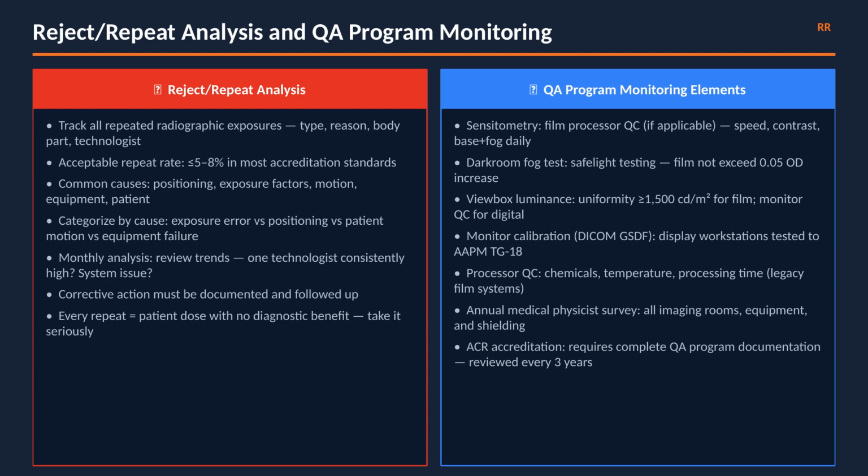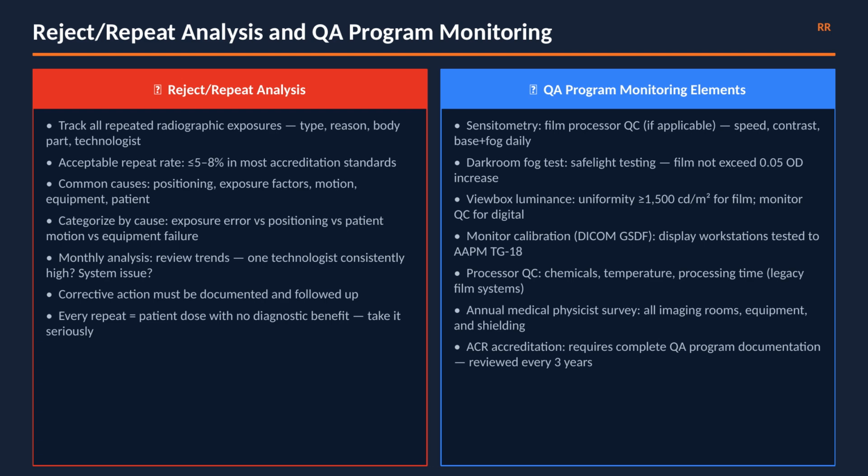Exposure error, too light or too dark. Positioning error, anatomy cut off or incorrect projection. Patient motion. Equipment failure. Or patient factors, patient unable to cooperate. Each category points to a different corrective action.